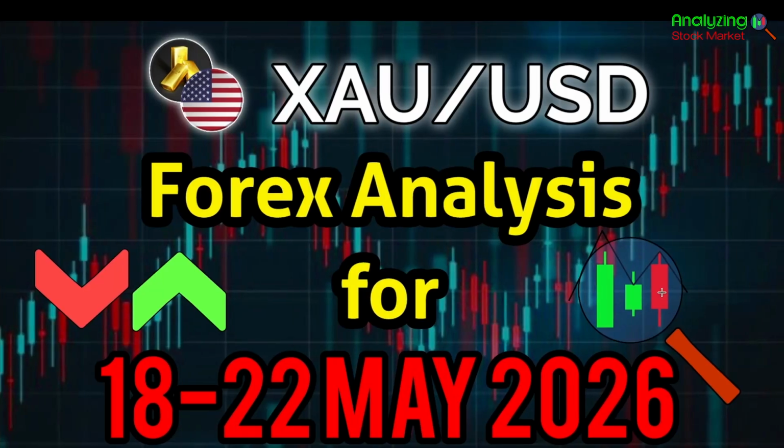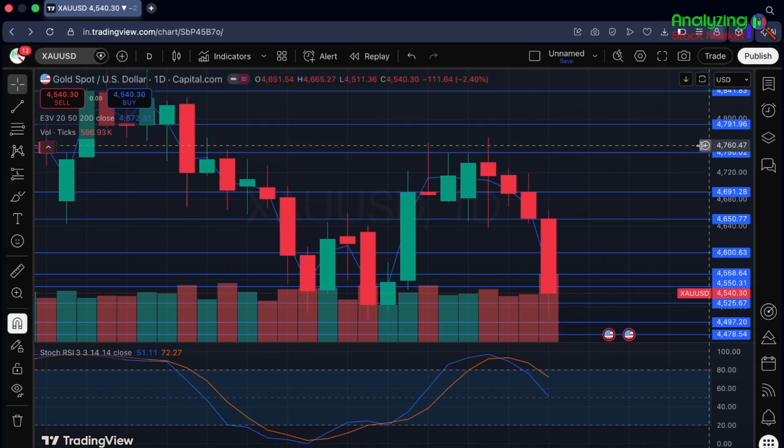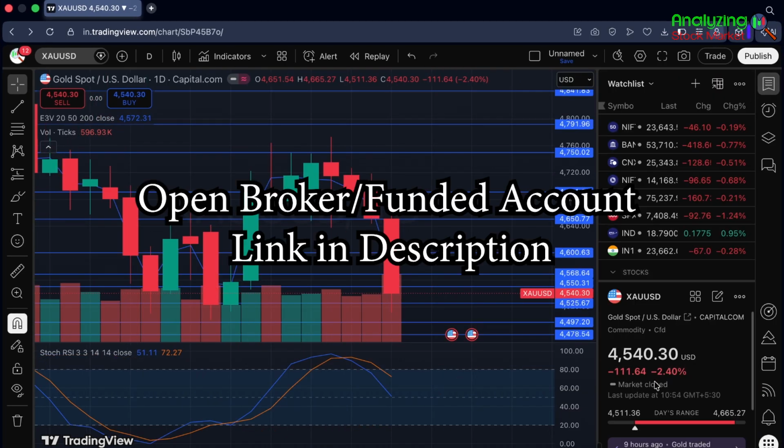So today we'll be talking about the XAU USD pair and we'll do the Forex analysis for 18th to 22nd May 2026. So let's go straight to the chart. First, let's see what happened in XAU USD on Friday. As you can see, a 2.4% negative move, 45.40 was the closing on Friday. Now I'll be talking about what is going to happen in the coming week.